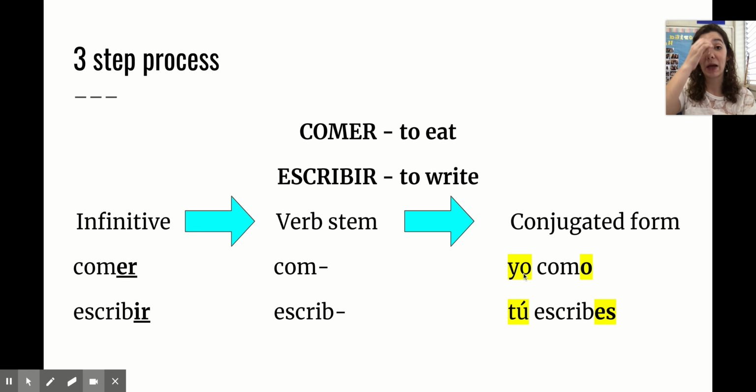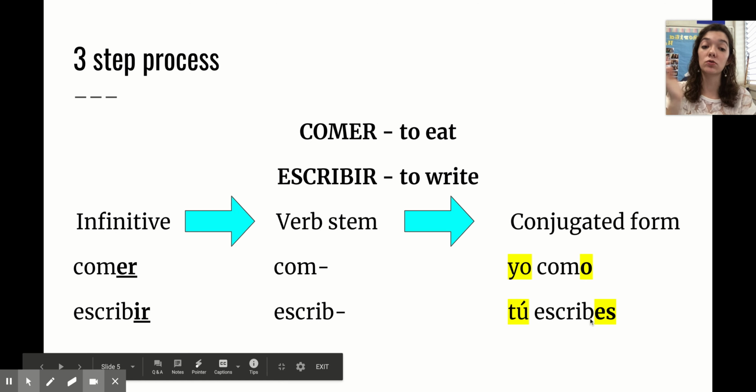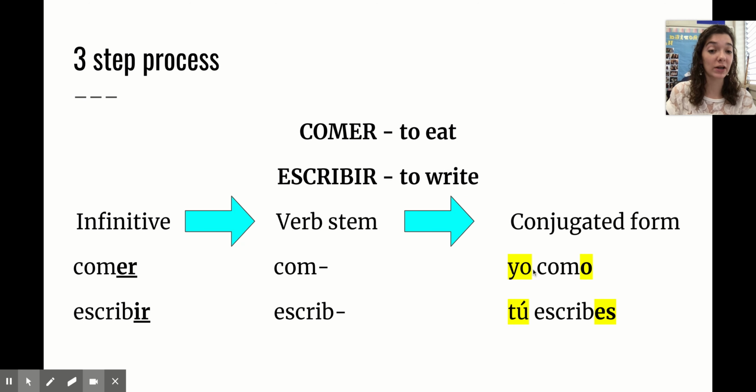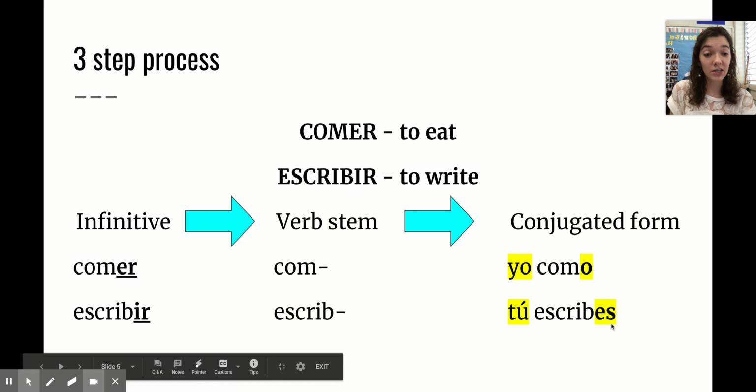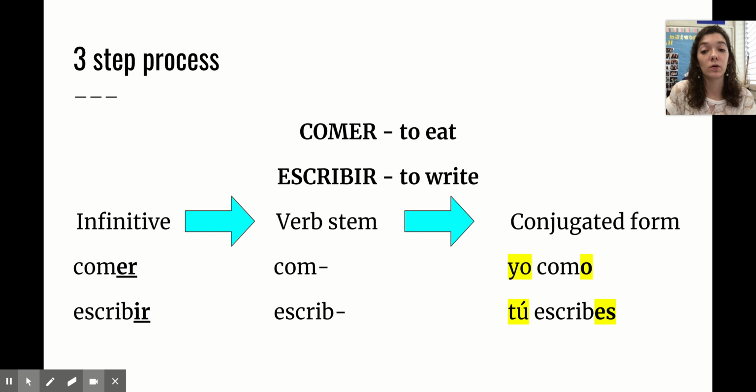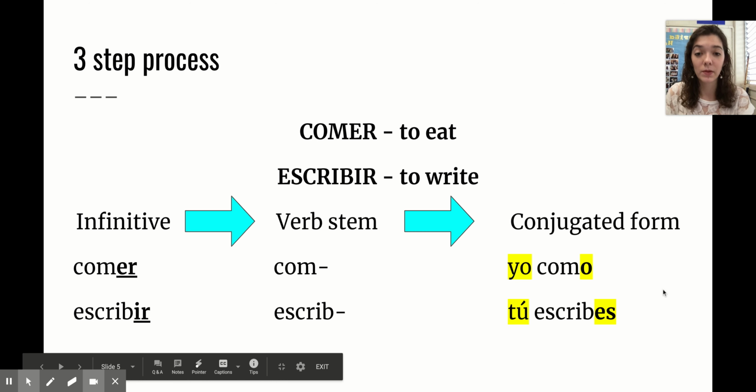We conjugate it depending on who the person is that we're talking about. Yo como, tú escribes. I eat, you write, right? Our ending tells us who is doing the action because, well, the beginning tells us too, but the ending of the verb does as well. I don't necessarily need this yo. I could just say como, and that means I eat. I could also say yo como, and that means I eat. Escribes, you write. I could also say tú escribes. It also means you write. So that's how we conjugate it. It's a 3-step process. You should know this by now.